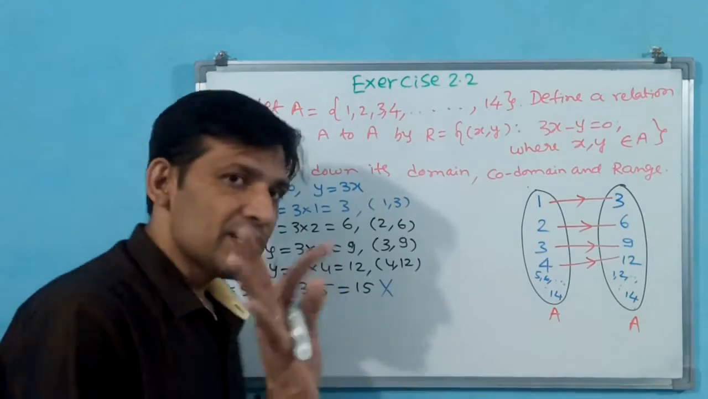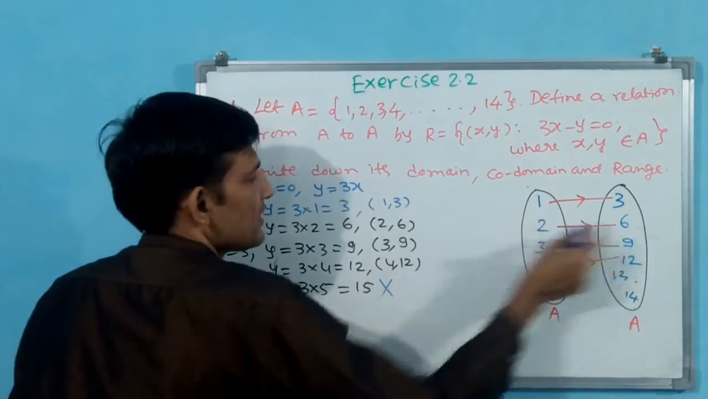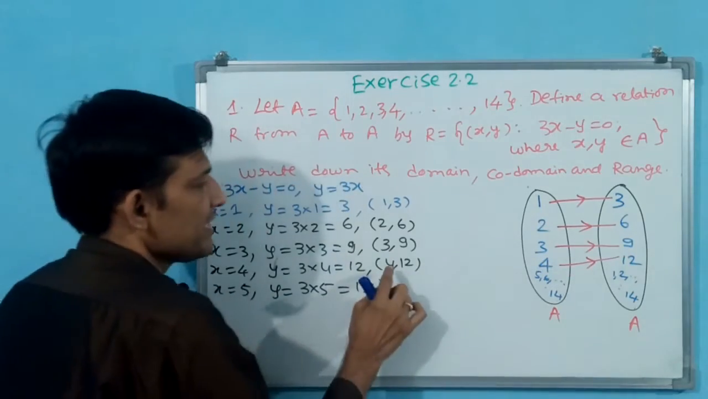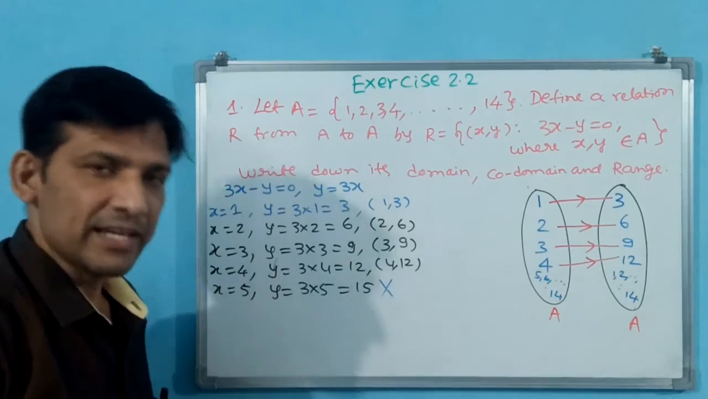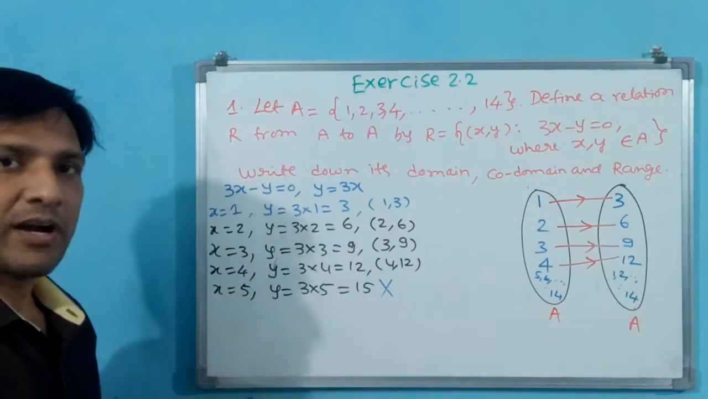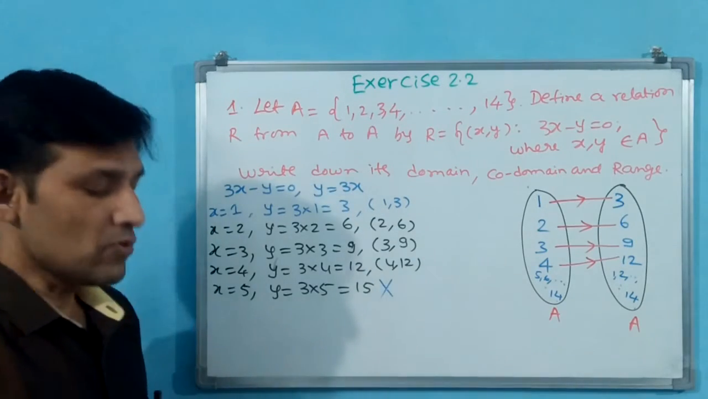But the relation is not there. Relation is between 1 and 3. Relation is between 2 and 6. Relation is between 3 and 9. Relation is between 4 and 12 only. These 4 relations only are there. Remaining relations are not there, but elements are existing in both sets. That concept you have to understand.